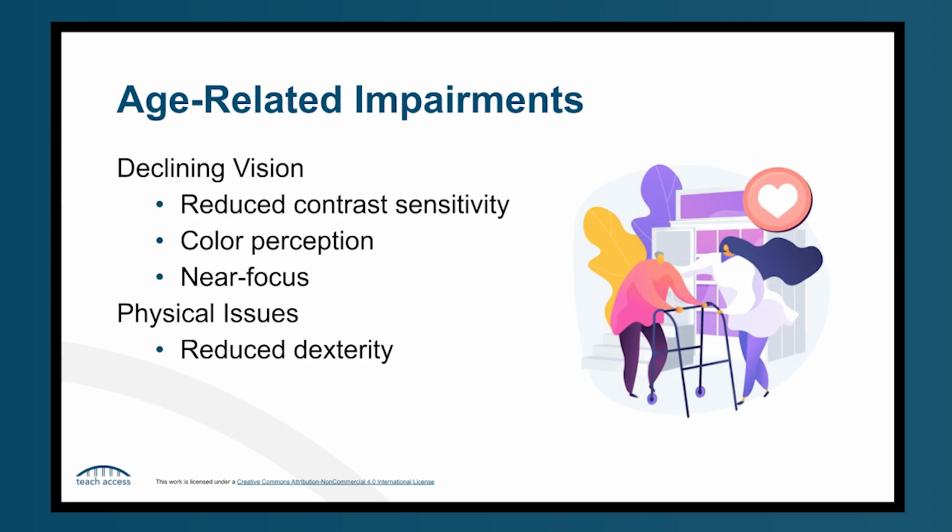Web design that is easier for older adults to use is like designing for people with disabilities. The following are some age-related impairments. The first is declining vision, which includes reduced contrast sensitivity, color perception, and near focus, making it difficult to read web pages. Physical issues include reduced dexterity as a result of muscular dystrophy, Parkinson's, cerebral palsy, and strokes that can impair the ability to use fine motor controls and make using a mouse and clicking small targets difficult.